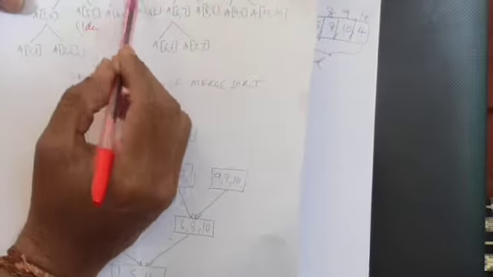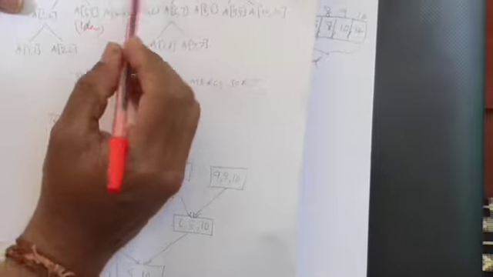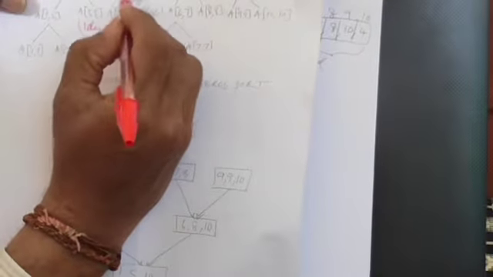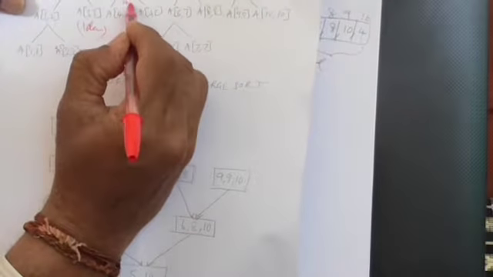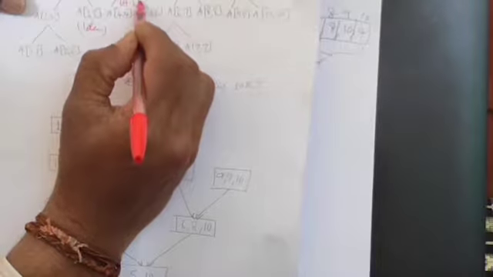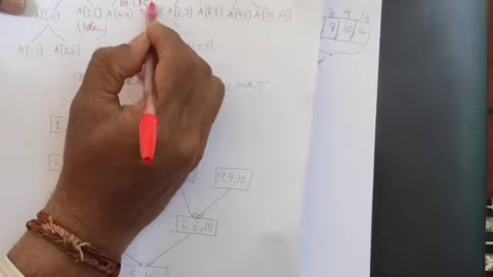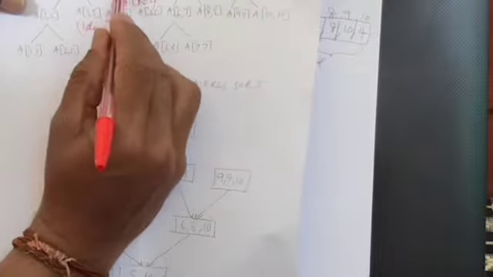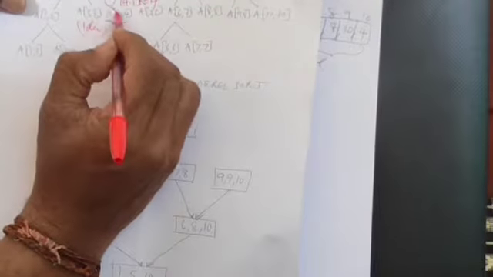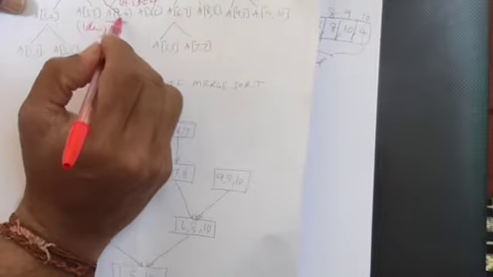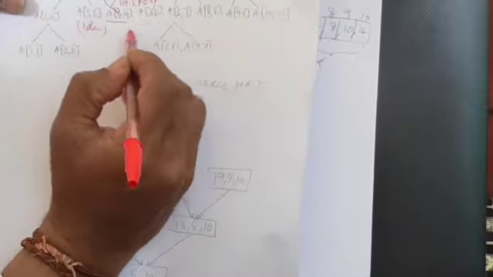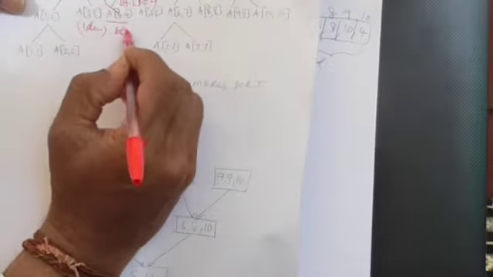And similarly for 4, 5, you say 4 plus 5 by 2, it is 4.5. So the lower bound is 4. So that's why you'd say the lower bound is 4 here. So this is 4, and after 4, 4, it will be 5, 5. So there is one element here.